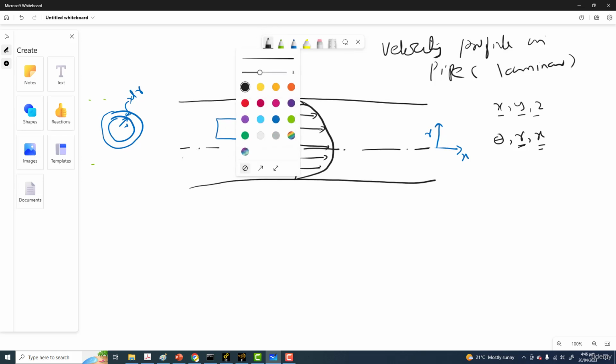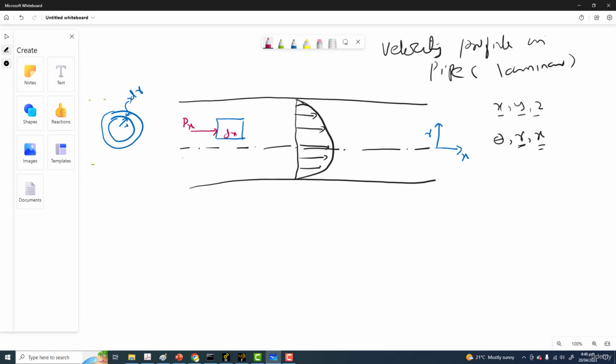And these forces are the pressure forces normal to the element. This is the P at the x location, and this is the dx. So the second force here is equal to P at x plus dx. Also we can write this P at x plus dx as equivalent to P at x plus d by dx of P at x into dx.